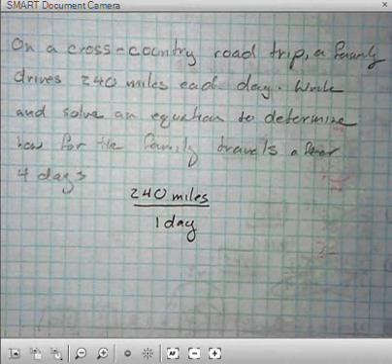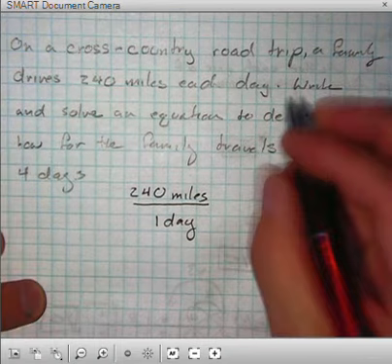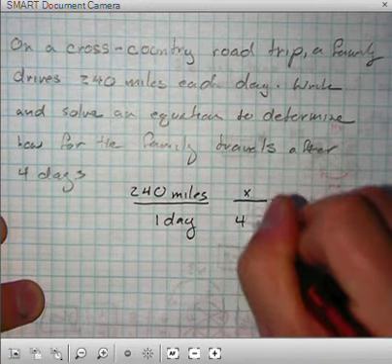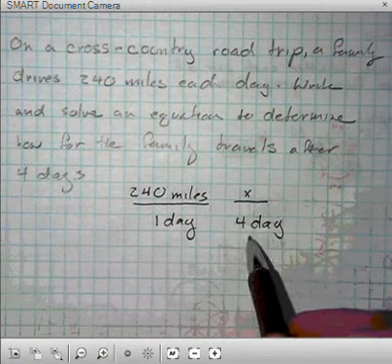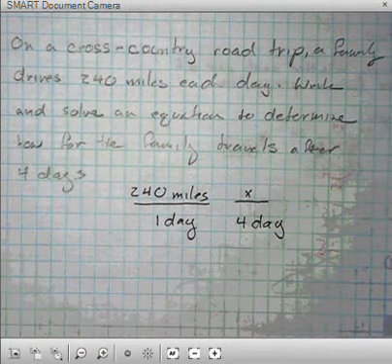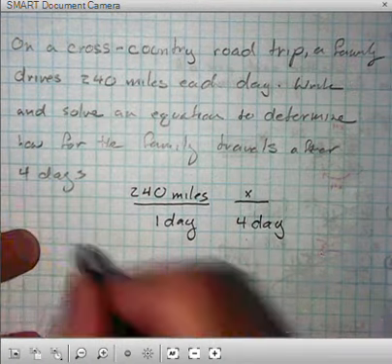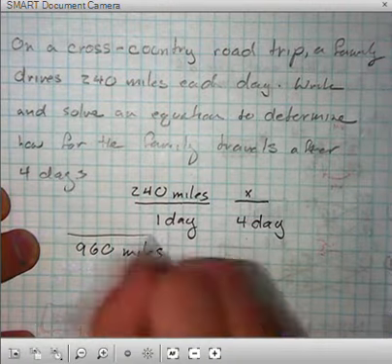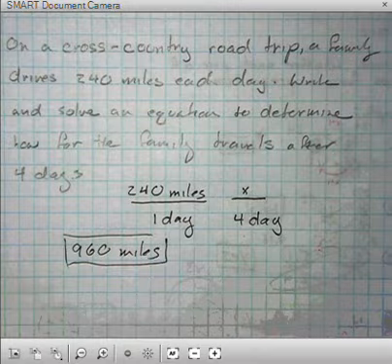What's our other ratio going to be? So x over 4, because we want to know the number of miles in 4 days. So what do we get? Aiden? 560 miles. 960 miles. Perfect. Multiply diagonally, divide by your leftover number. Excellent.